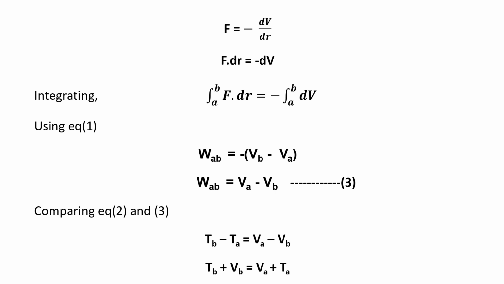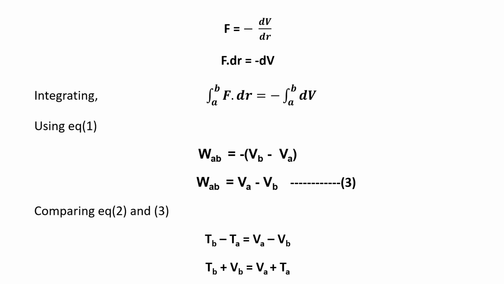According to equation 1 previously, the integral from A to B of F dot dr is equal to the work done WAB. So substituting the work done WAB and integrating the differential dV, applying the limits we get minus bracket VB minus VA bracket close. Multiplying the minus sign inside, we get WAB is equal to VA minus VB. That is equation 3.